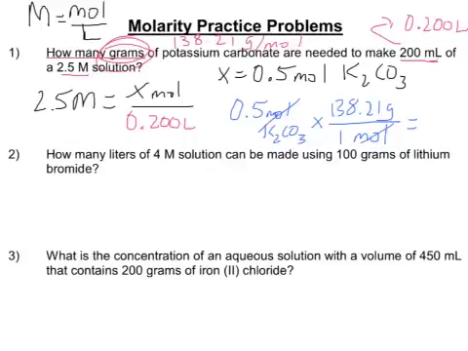So if we multiply this number by 0.5, we get 69.1. And that's grams of K2CO3. So this right here is your official answer. So make sure that for problems that involve grams, you use the periodic table, and you should be all right. Okay, people, good luck.